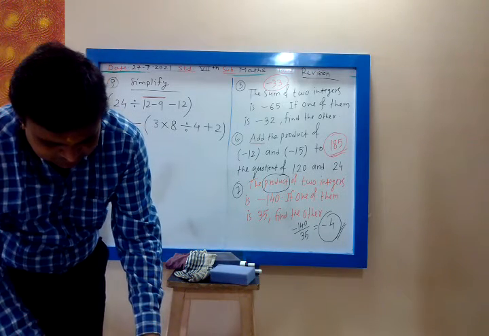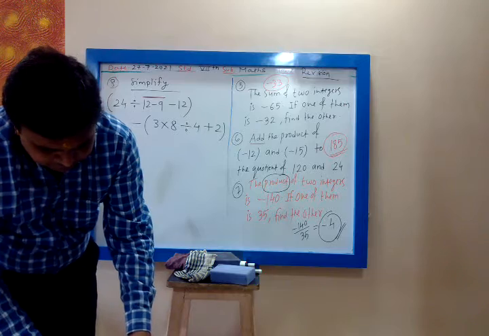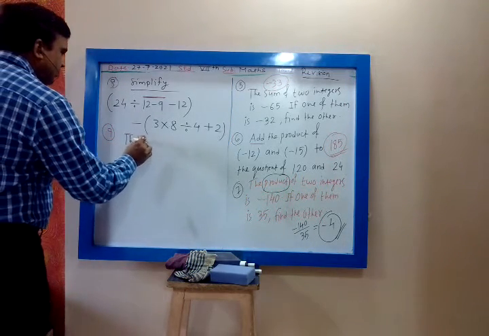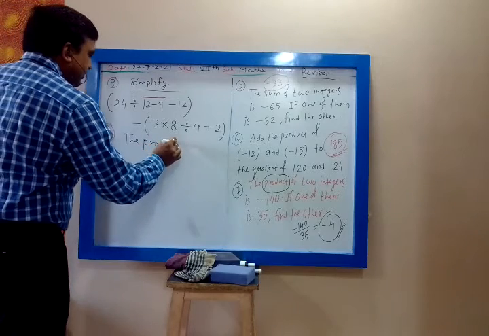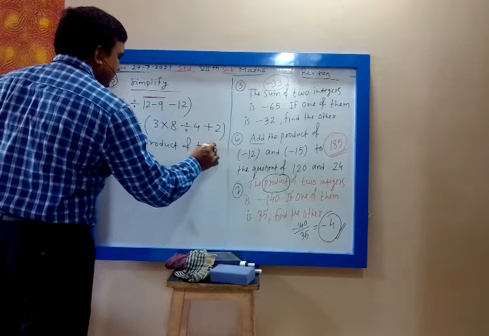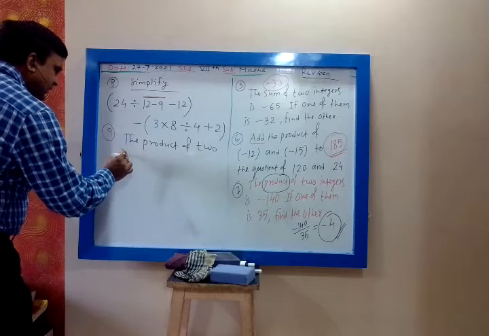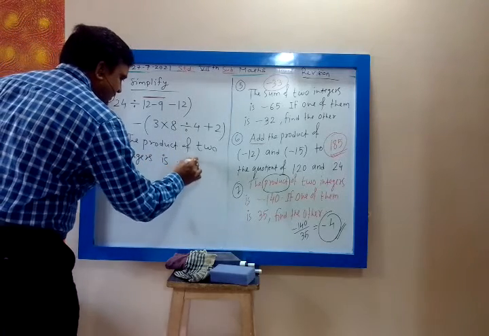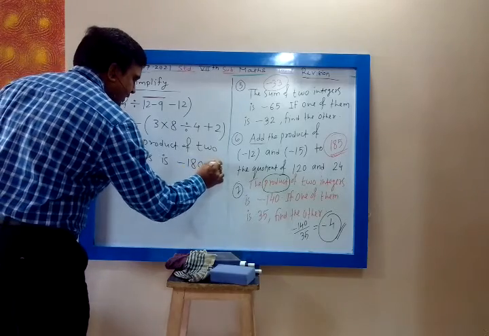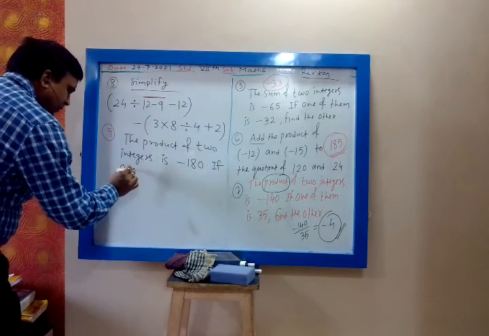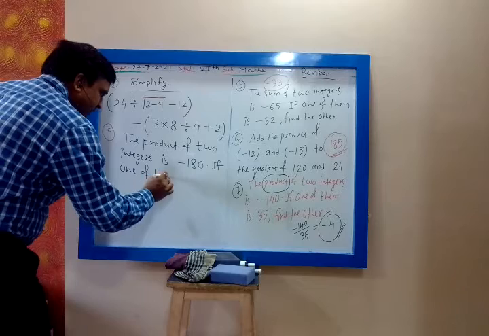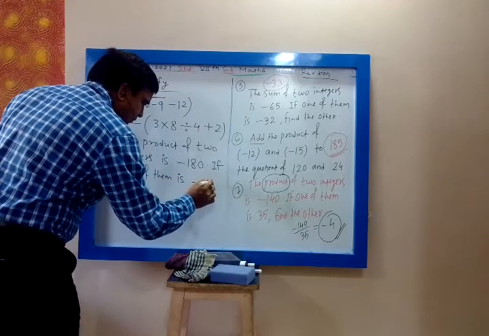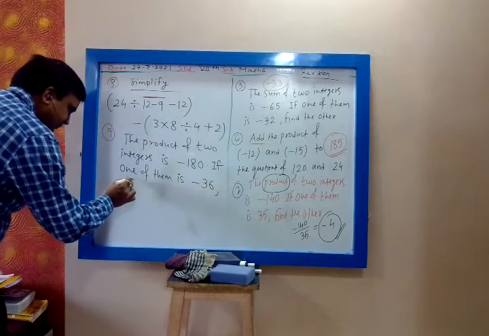8th one answer I will not tell you immediately. BODMAS and vinculum bracket rule. 9th: The product of two integers is minus 180. If one of them is minus 36, find the other.